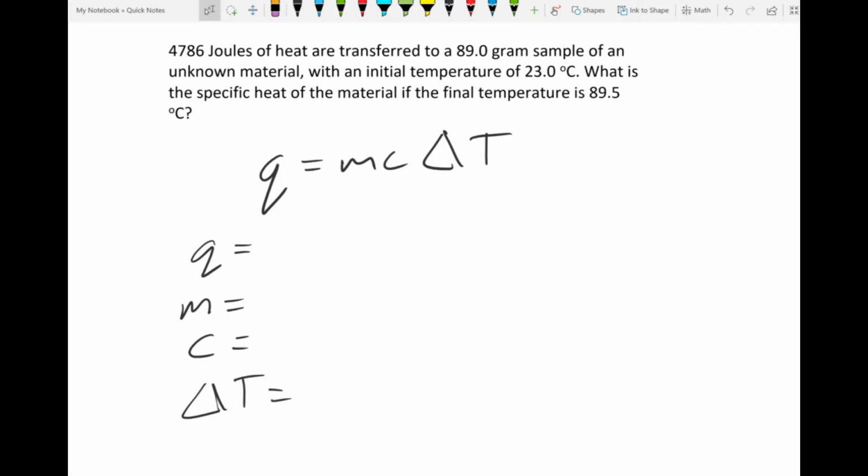So, reading through the problem, we see that if we have 4,786 joules of heat, okay, so right off the bat, we already know the heat, we know Q. The Q is going to be 4,786 joules. Okay, well, let's continue reading.